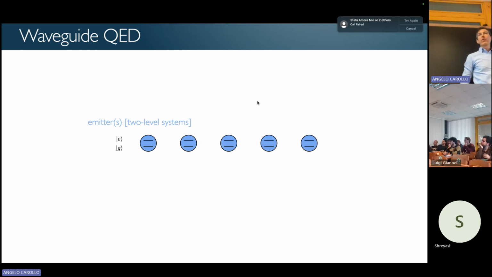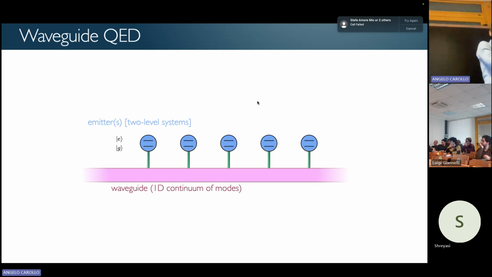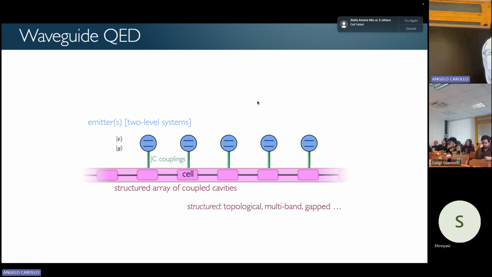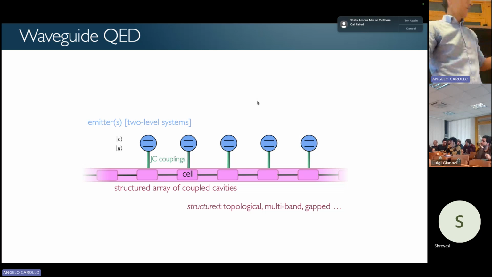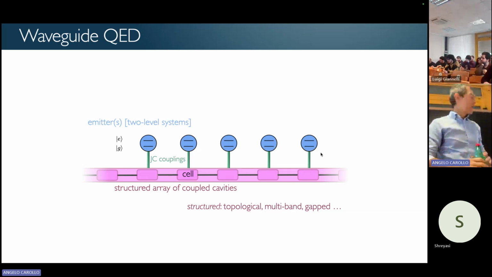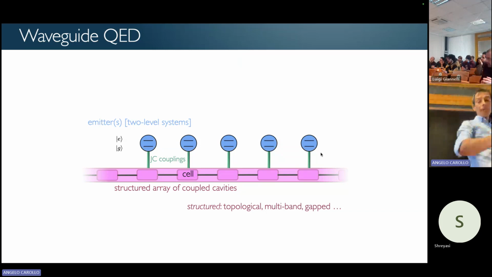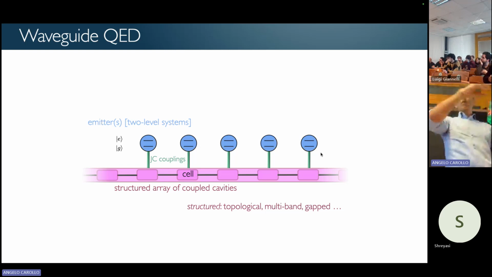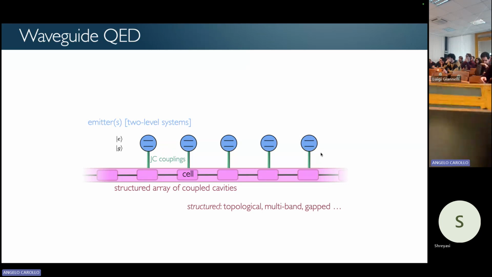So the cartoon picture of what I will discuss is just a collection of two-level emitters, and this collection will interact with a waveguide, which can host a continuum of modes. It's sometimes easier to picture this continuum of modes as a collection of discretized cavities. You discretize them, and then of course you can take the continuous limit. So, as I was saying, these two-level atoms are coupled with a structured waveguide, and this structure can give rise to interesting band structures in this environment.